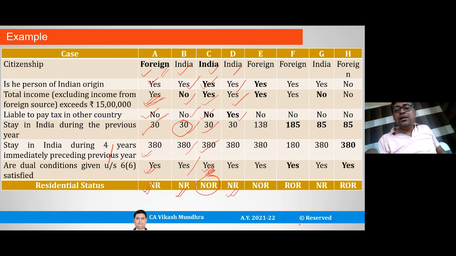E, citizenship, foreign citizenship. Person of Indian origin, yes. Total income exceeds 15 lakh, yes.